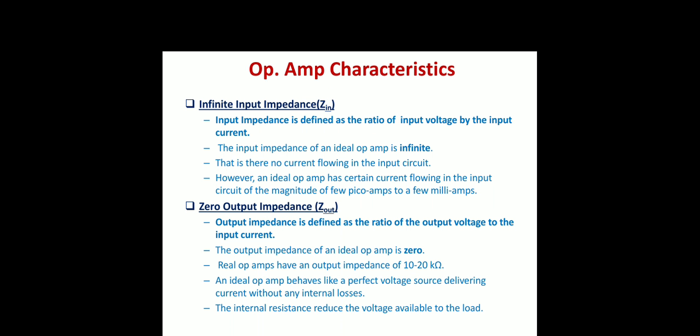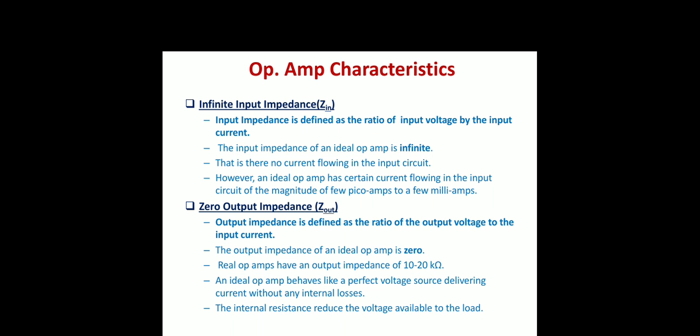First is infinite input impedance and is shown by Z in. Z for impedance, in for input. Input impedance should be infinite. It is defined as the ratio of input voltage by input current. This should be infinite for an ideal op-amp. That is, there is no current flow in the input circuit. However, this is not possible practically. There is certain current flowing in the input circuit of the magnitude of few picoamperes to few milliamperes too.